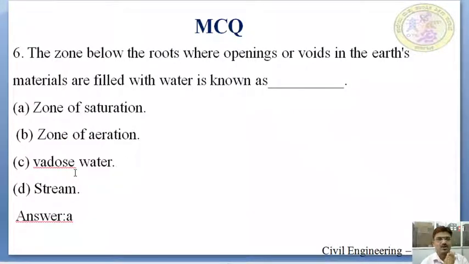Sixth one: the zone below the roots where openings or voids in the earth's material are filled with water is known as dash. So we have zone of saturation, zone of aeration, vadose water and stream. I have discussed that in the zone of saturation, the openings or voids in the materials are filled with water. We have two zones, and one zone is the zone of saturation, the saturated zone. Answer is A, that is zone of saturation.